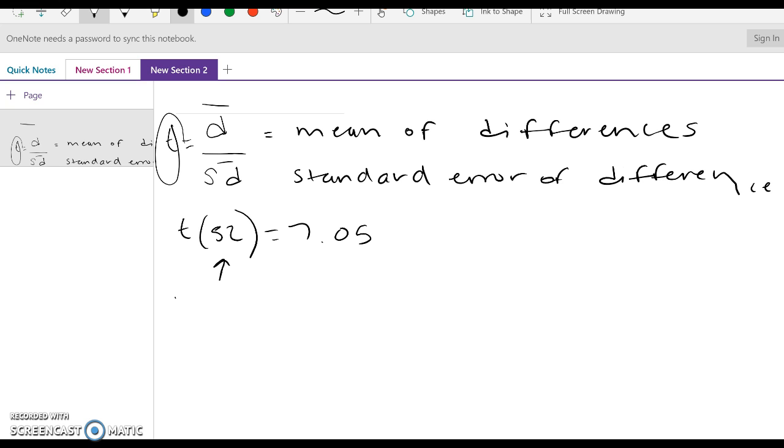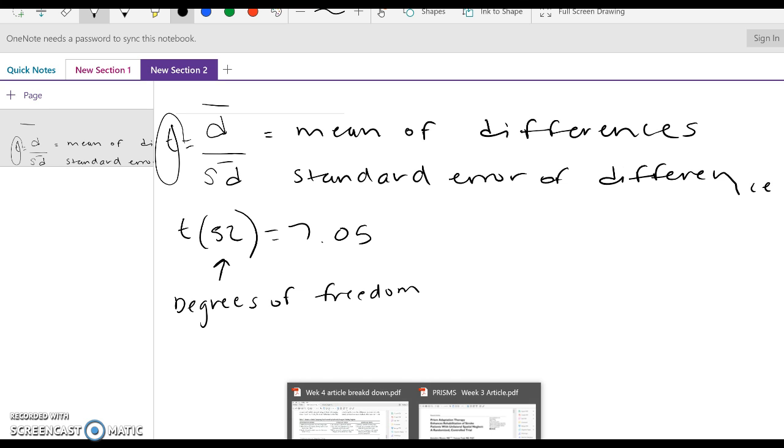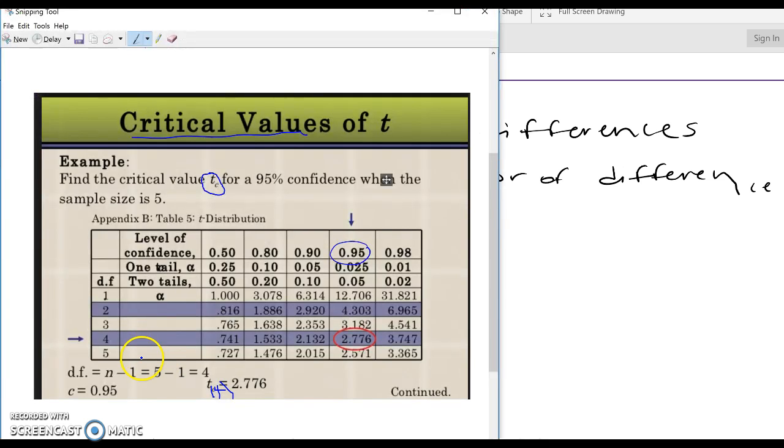This is called the degrees of freedom. Now, what does that mean? Degrees of freedom tell you how much room we have to vary. Now let's take a look at this. It says, find the critical value for a 95% confidence interval when the sample size is 5.